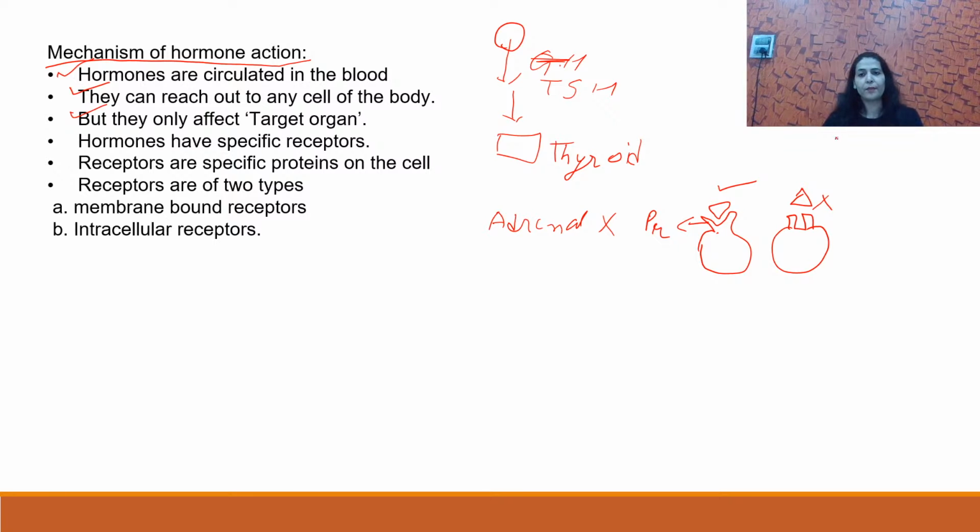Sometimes receptors are present on the membrane, like you can see the receptor is present on the membrane. But sometimes, if this is the cell, the receptor is present inside the cell, right? So sometimes the receptor is present inside the cell. Sometimes it is present outside the cell, depending upon.